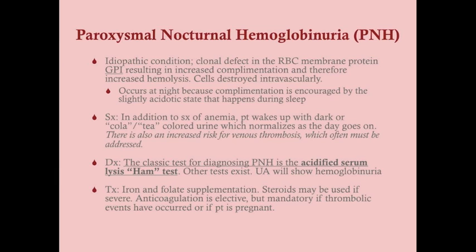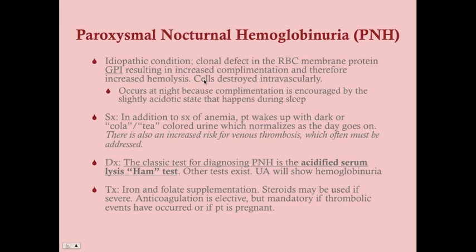Similar to hereditary spherocytosis, you've got a defect in the membrane, but this is not part of the structural membrane. This is part of the membrane that keeps complement away from the red blood cell. So the protein is GPI, and GPI is responsible for keeping complement away from the red blood cell. So if you lack or you have an error in the GPI protein, then you're going to have more complementation of the red blood cell and more hemolysis. The cells are going to be destroyed intravascularly because you're getting more complementation.